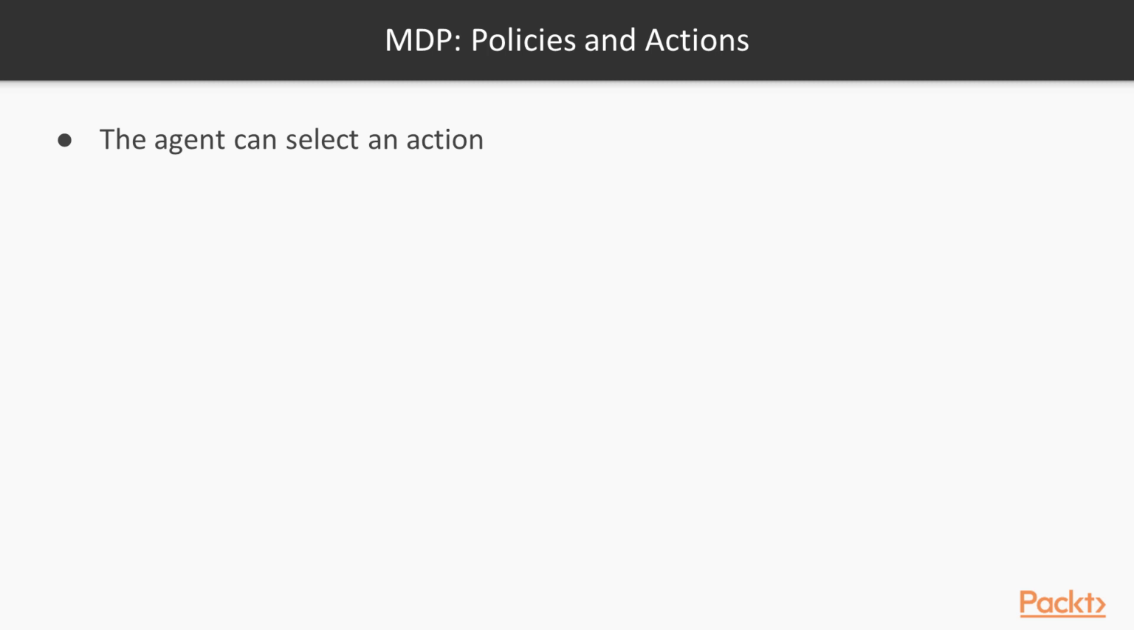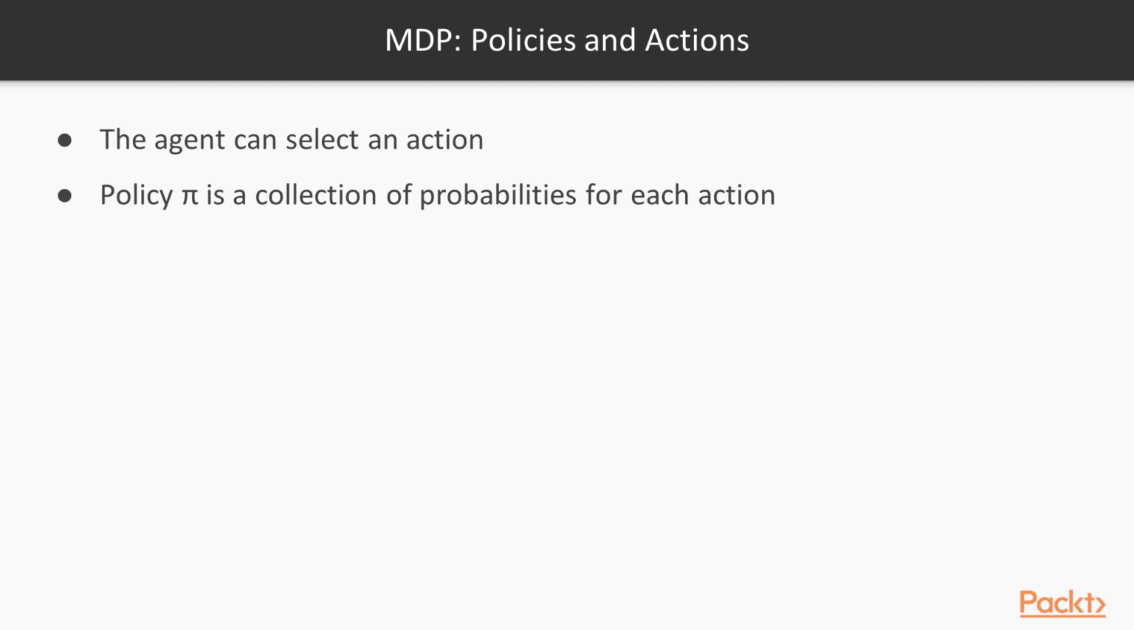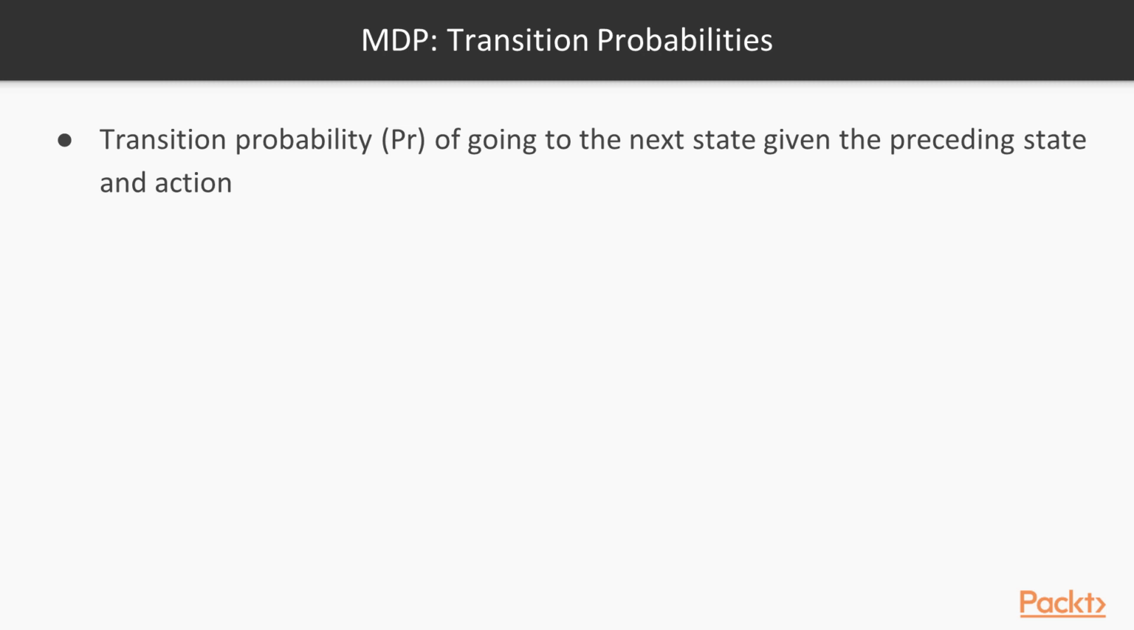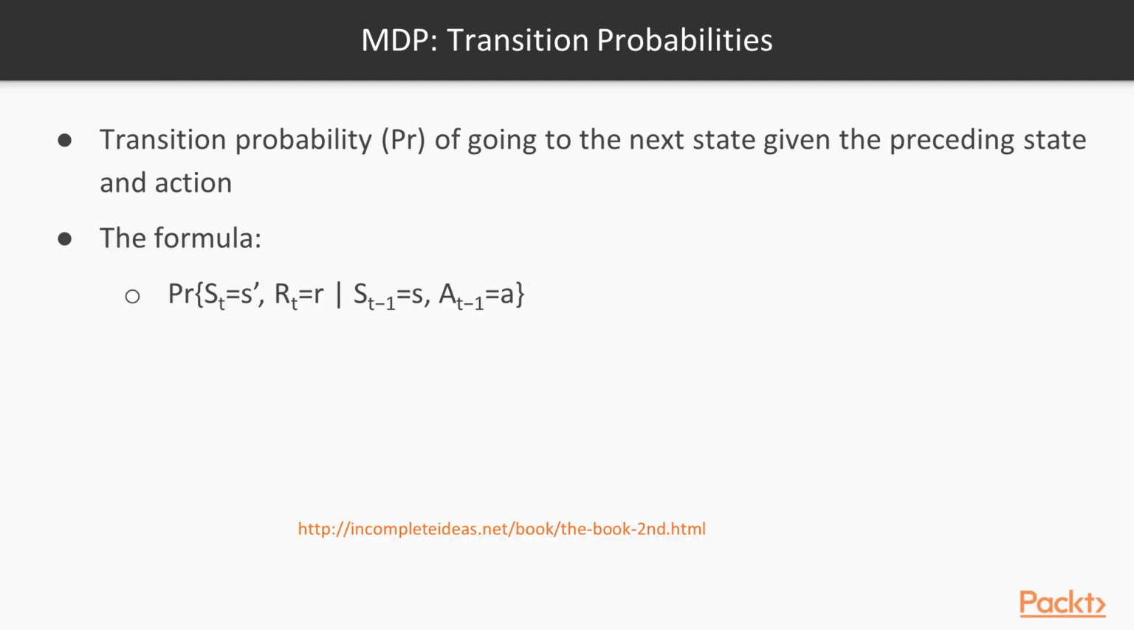The agent can select an action, which may result in remaining in the same state or transitioning to a new state. A policy pi is a collection of probabilities for each possible action. A state action value can be used to evaluate the goodness of an action given a state. MDPs define the transition probability P of going to the next state, given the preceding state and action. The formula is read as the probability of ending up in state S prime and receiving reward R, given that the agent took action A in state S.